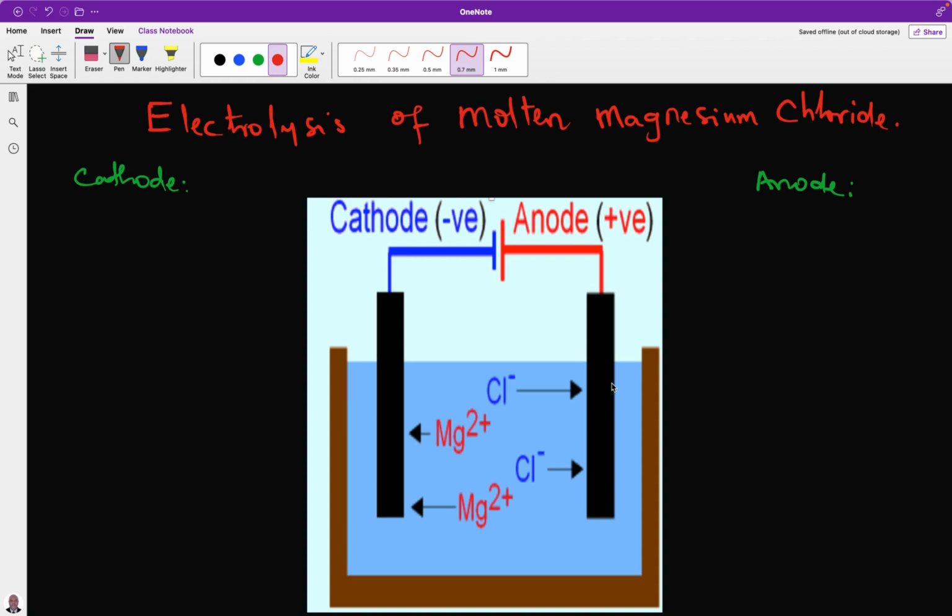As I told you, at the cathode there is a reduction process occurring. Remember, OIL RIG. Oxidation is loss of electrons, meanwhile reduction is gain of electrons. So now, what is happening at the cathode? At the cathode, magnesium will gain electrons. This is what is happening.